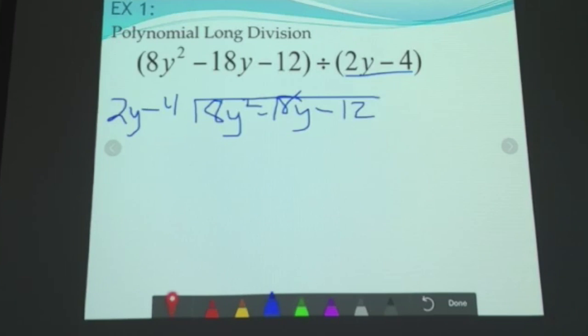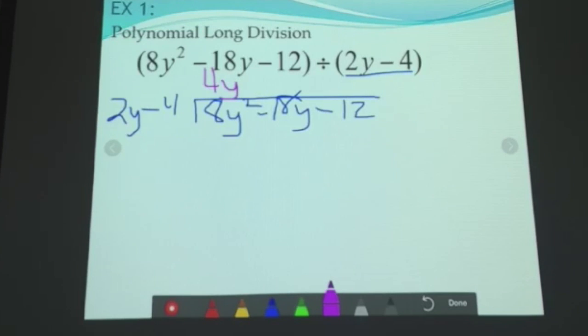So what we're going to ask ourselves is, 2y times what number is going to give us 8y squared. So let's start with our number first. So 2 times what number is going to give us 8? So you should be thinking in your head 4. And then y times what number or what variable will give us y squared? So I already have a y, so y times y.